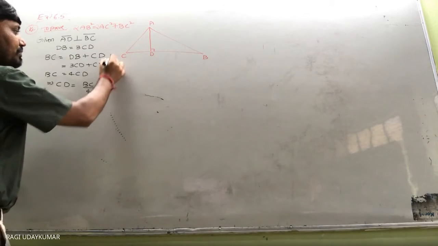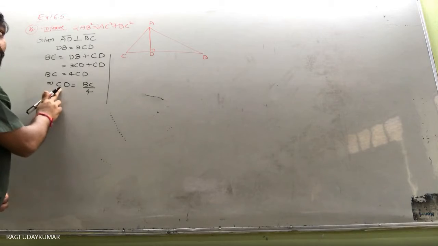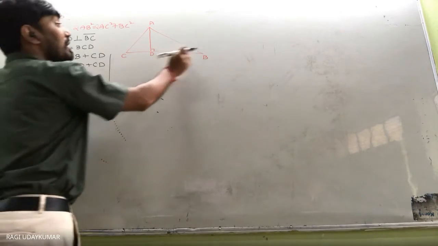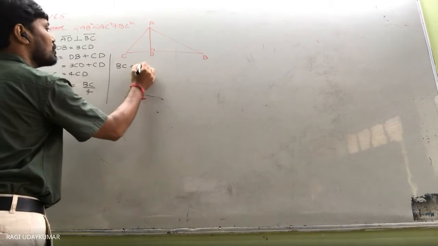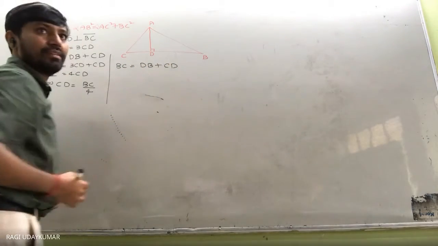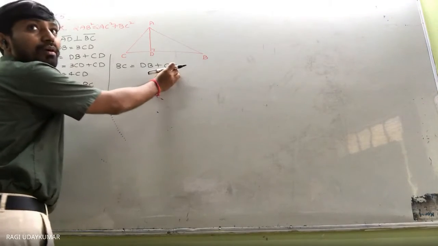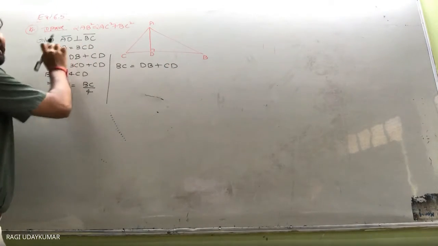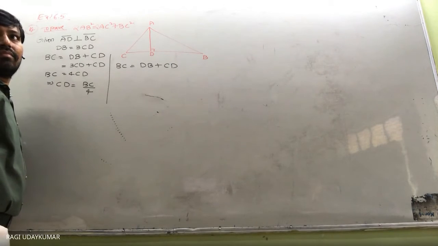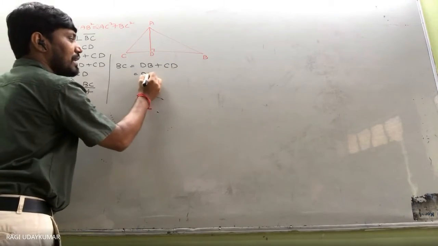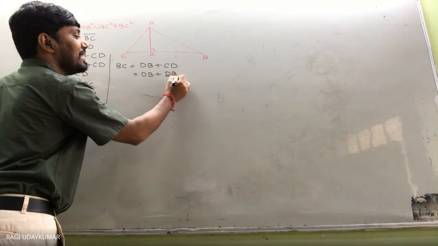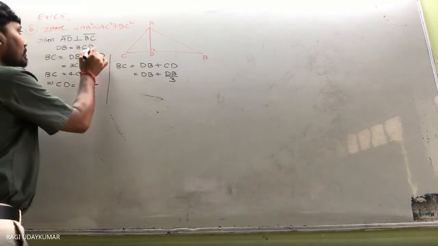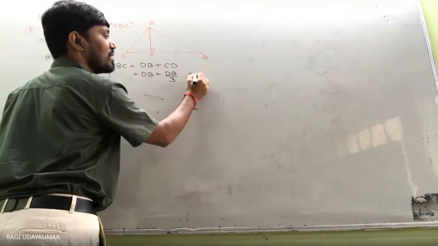This much is done. We wrote CD in terms of BC, but we have to write DB in terms of BC also. How? BC is equal to DB plus CD. Write CD in terms of DB. CD is equal to 1/3 of DB. Isn't it? Are you getting it? DB plus DB by 3. Did you understand from here?